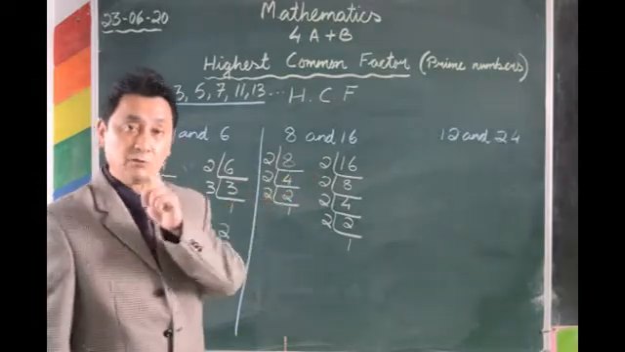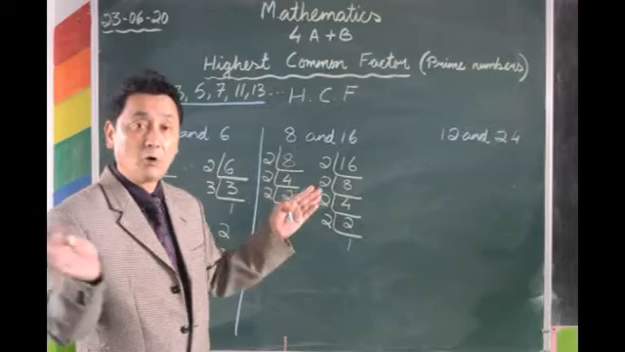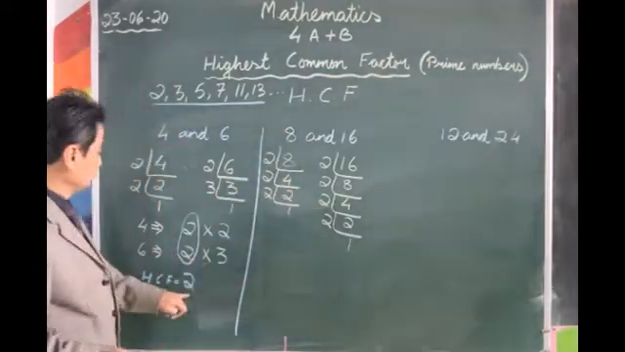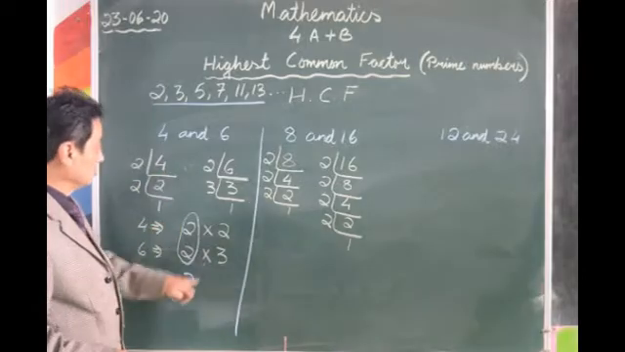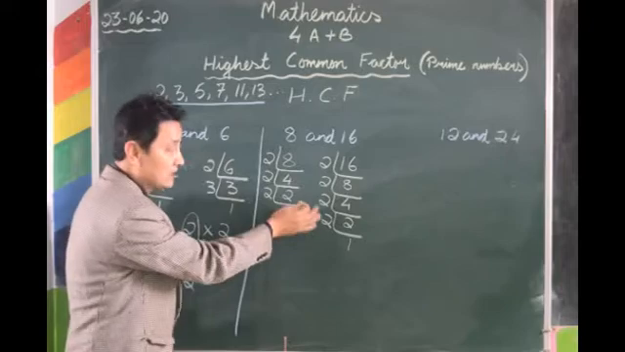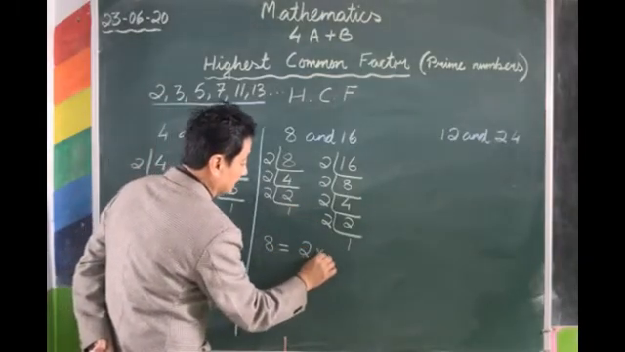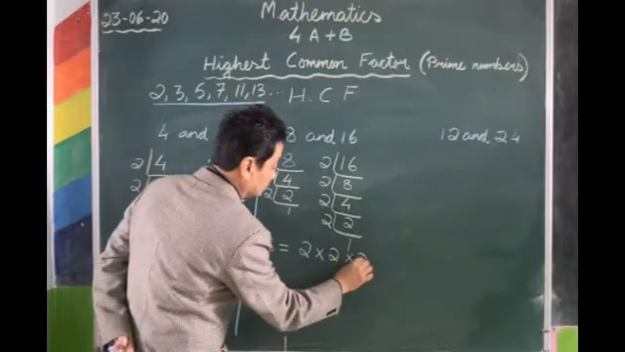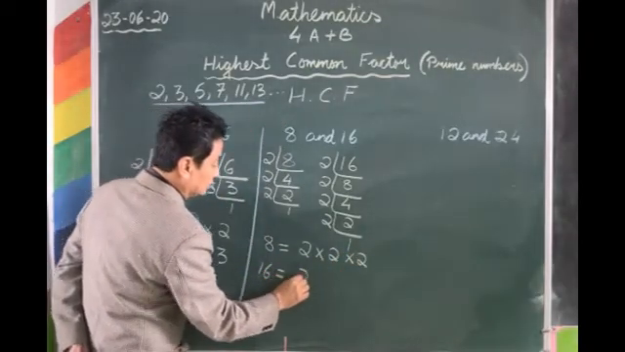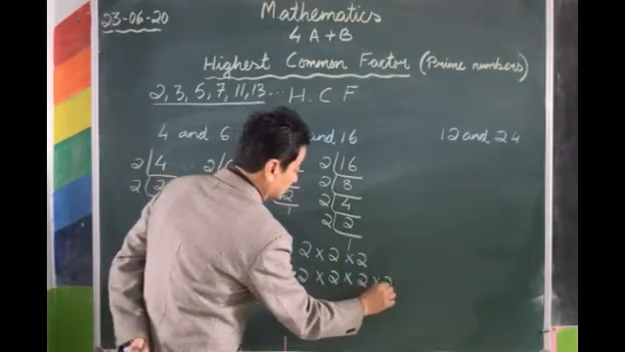But there was only one number. Here there are 2 numbers because we have to find a common factor that goes into both the numbers. For example, 2 goes into 4, 2 times, 2 goes into 6, 3 times. This is the common number. So what is the next step? Let's get back here. What next step? Yes, right. 8 equals 2 into 2 into 2. Right. 16 equals 2 into 2 into 2 into 2.